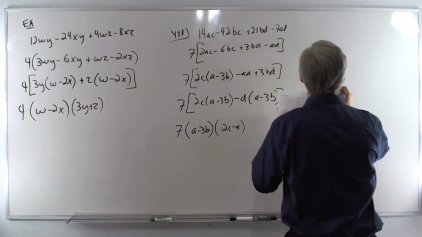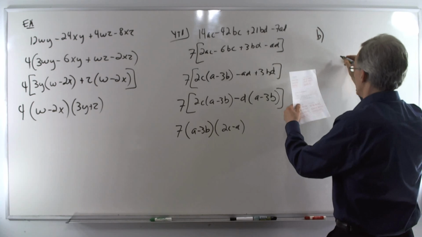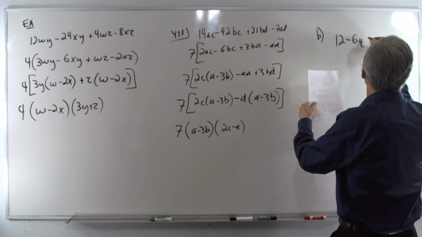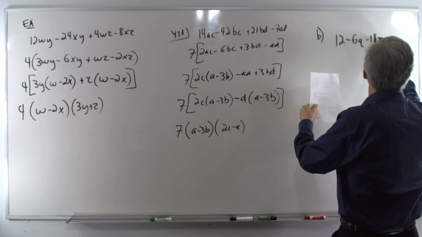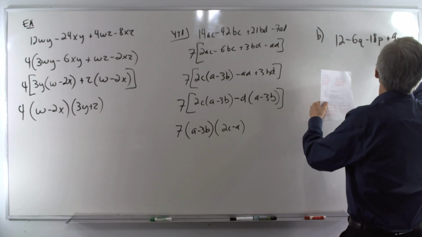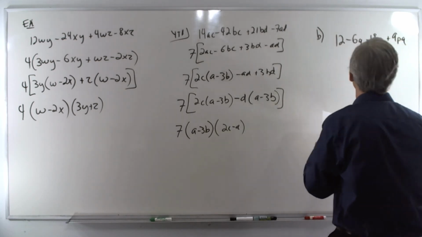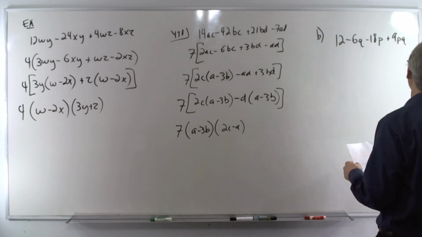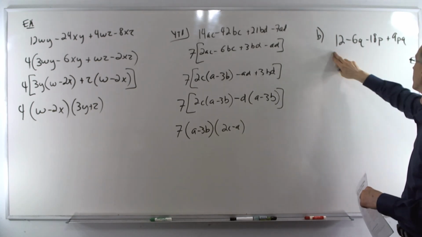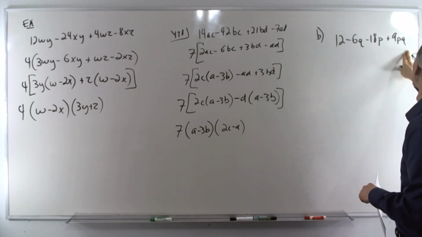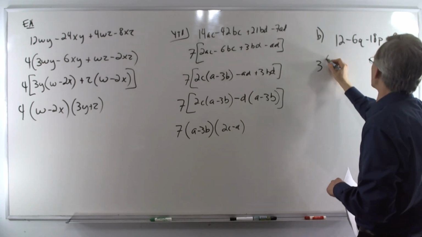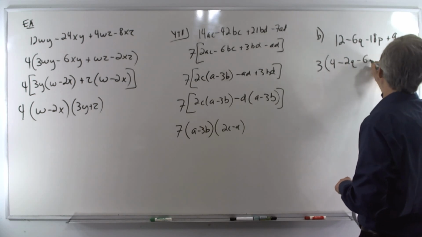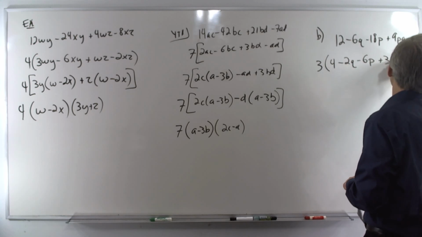Part B. We got 12 minus 6q minus 18p plus 9pq. All right, there are no variables in all 4, so we can just factor out a number. We're going to factor out a 3. Gives us 4 minus 2q minus 6p plus 3pq.